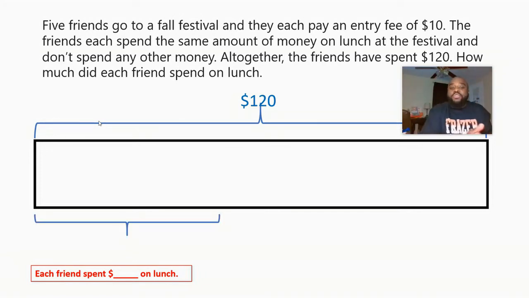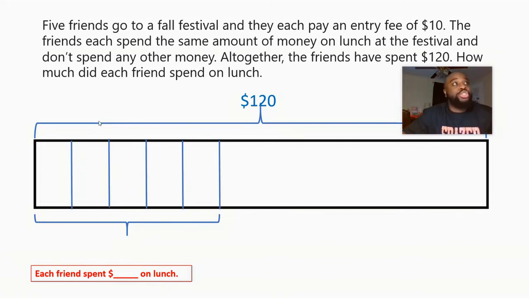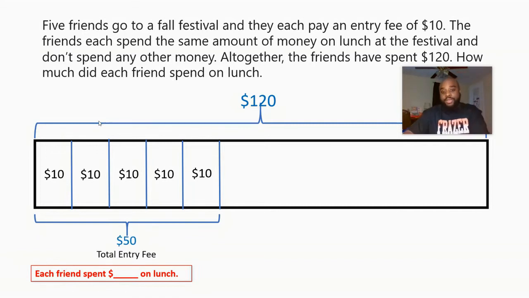Okay, if we know that everyone spent $50 total to get in, we're going to go ahead and block out that amount that shows everybody spending $10, right? So those couple of boxes show everybody spending their $10, which would be a total of $50 spent for the entry fee.